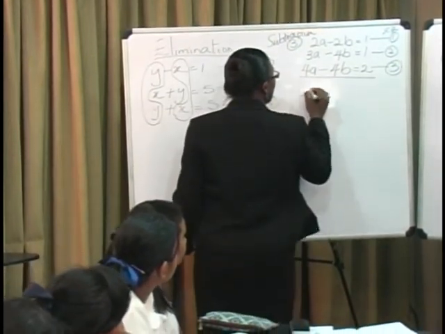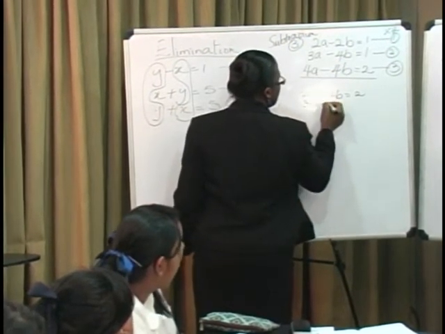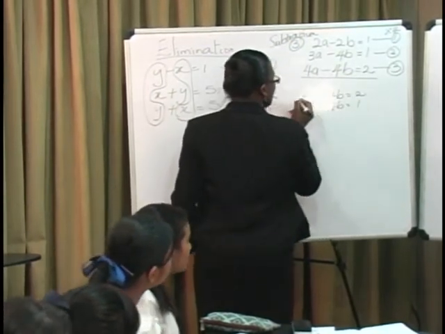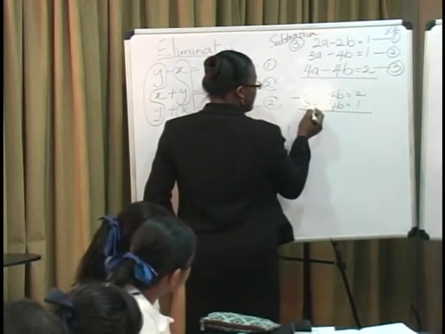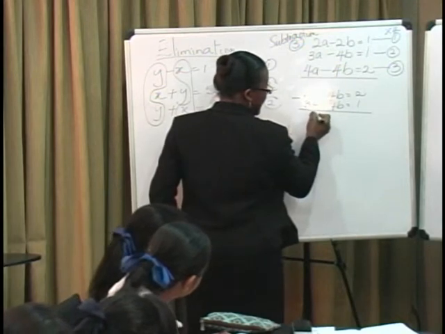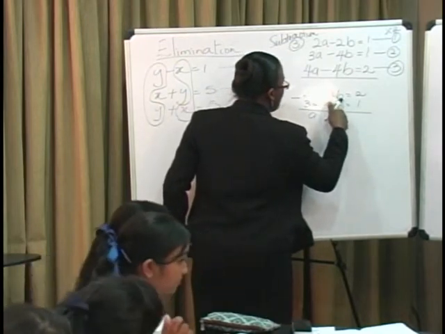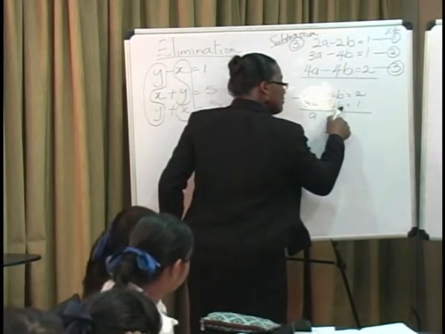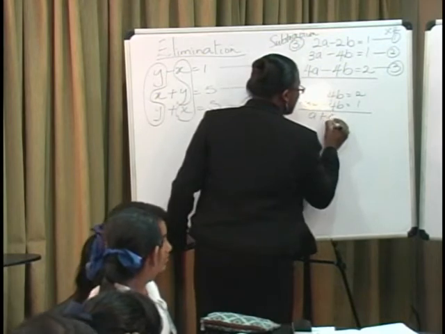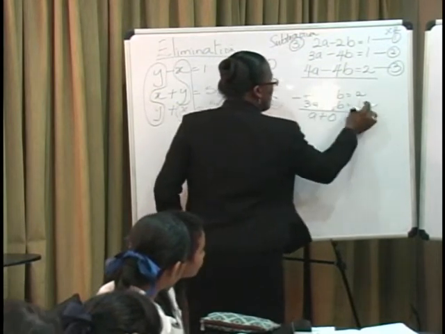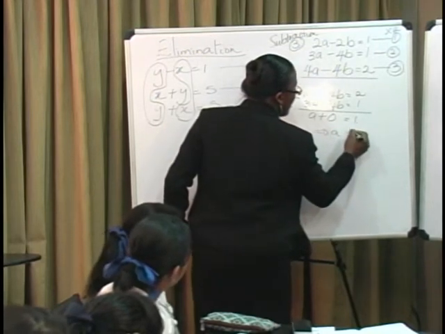So let's go again. 4a take 4b equals 2. 3a take 4b equals 1. And we said we're going to subtract. If we have 4a's and we take 3a's, we're left with an a. If we have a negative 4b and we subtract a minus 4b, what will we have? A 0. And when we have a 2, take 1, we're left with a 1. Therefore, this implies that a is equal to 1.